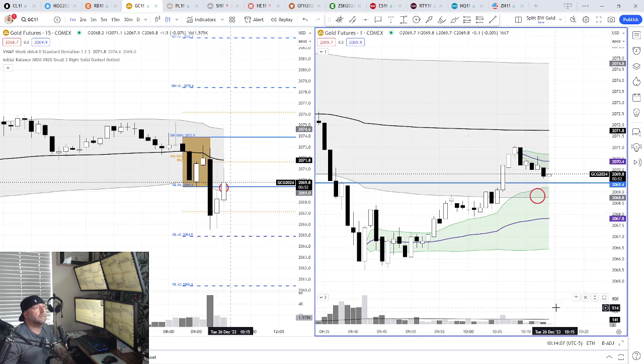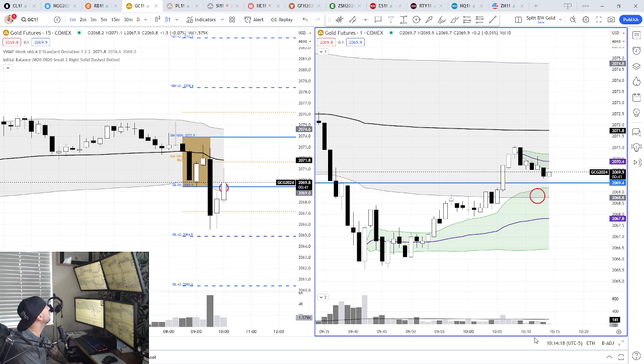Gold just got over initial balance low. Long? Yeah, platinum just broke initial balance and it's still going up. I'm not in a trade.